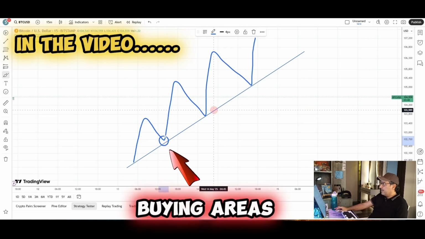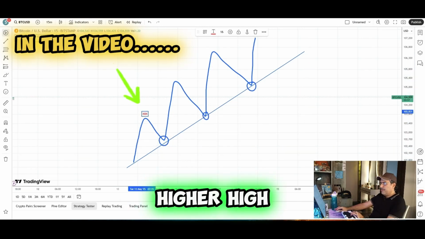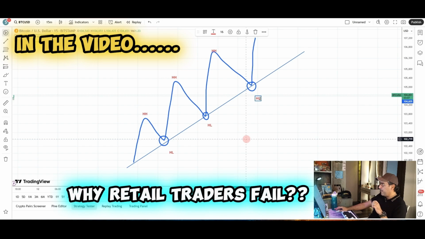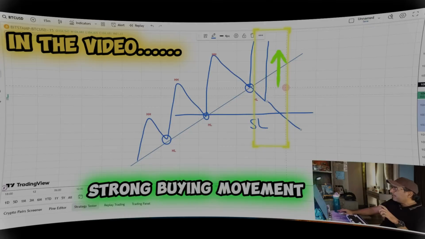These are your buying areas, your trend line. Most of the retail traders fail at trend buying.